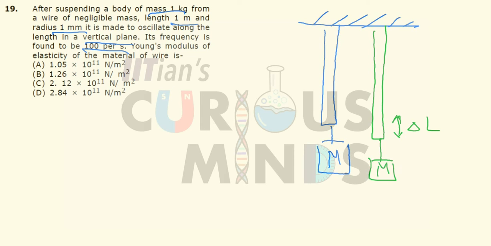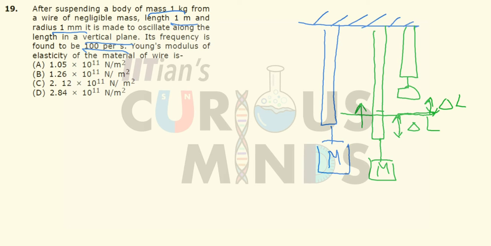But due to the restoring force, this wire will start pulling this mass in the upward direction, and again it will get contracted by the same length delta L, then it will again expand and again contract. So basically it will perform an SHM. For this given body, the body is performing an SHM. We have to find out the Young's modulus using the formula of the SHM.